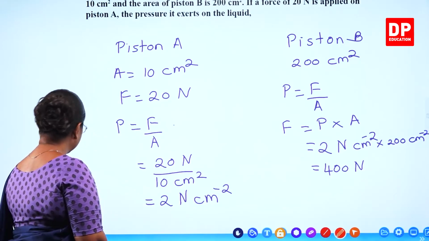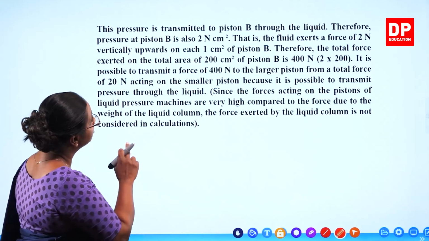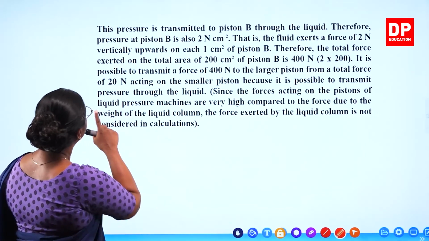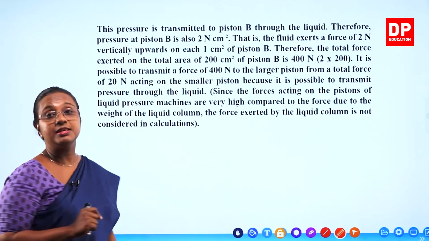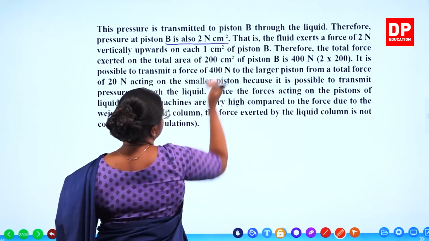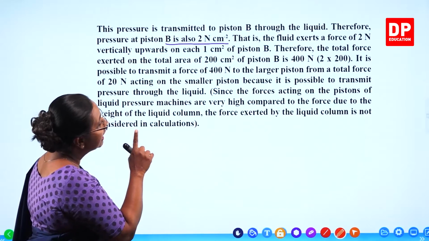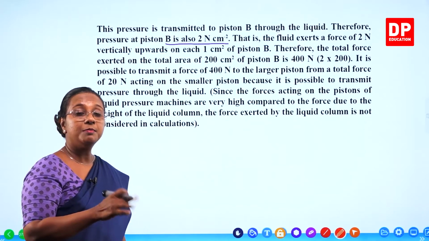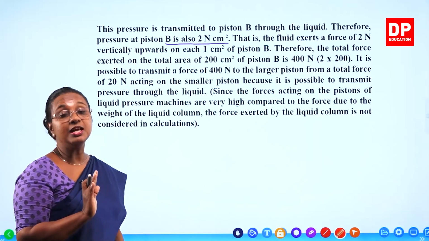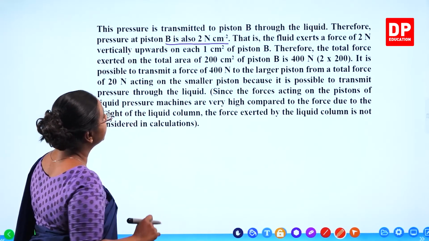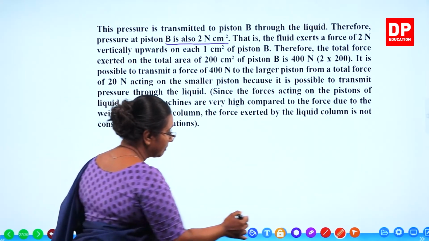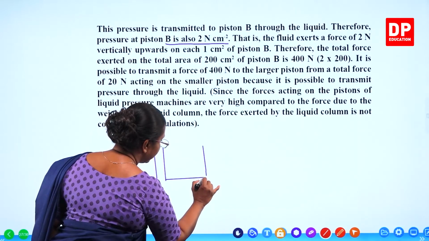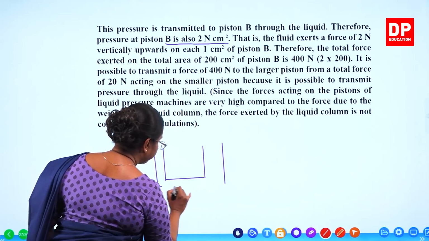With that, I'll move on to the next slide. This pressure is transmitted to piston B through the liquid. All that I explained before is given to you here. Therefore, the pressure at piston B is also 2 Newton per centimeter squared. That is, the fluid exerts a force of 2 Newton vertically upwards on each 1 centimeter squared of piston B. So you push piston A down, but on piston B the force is exerted vertically upwards. You can remember the diagram, students. We have the small piston here and the broader piston there. They are connected.